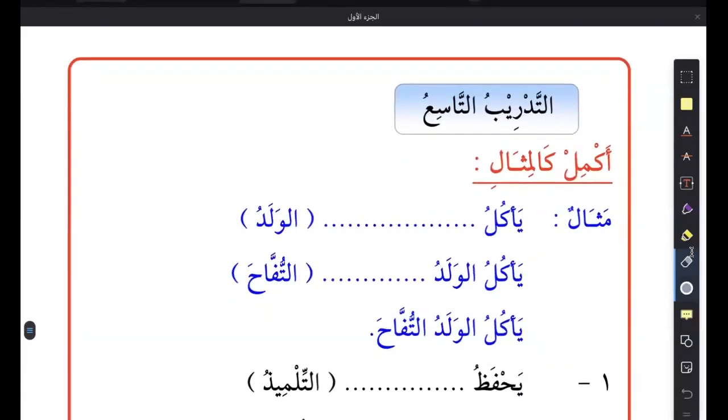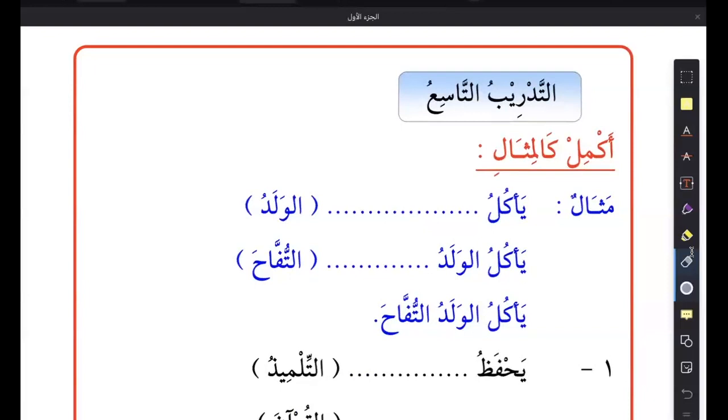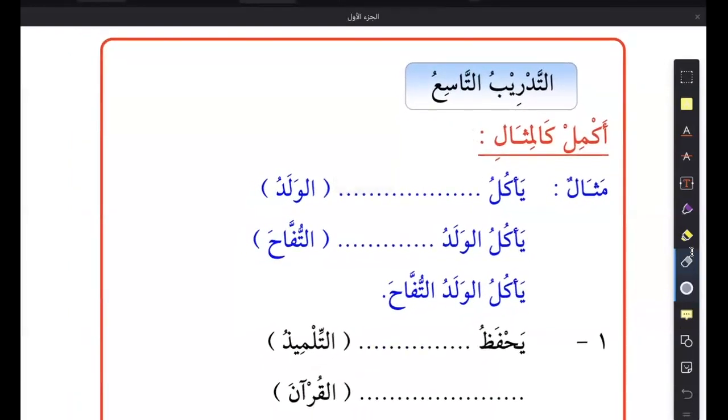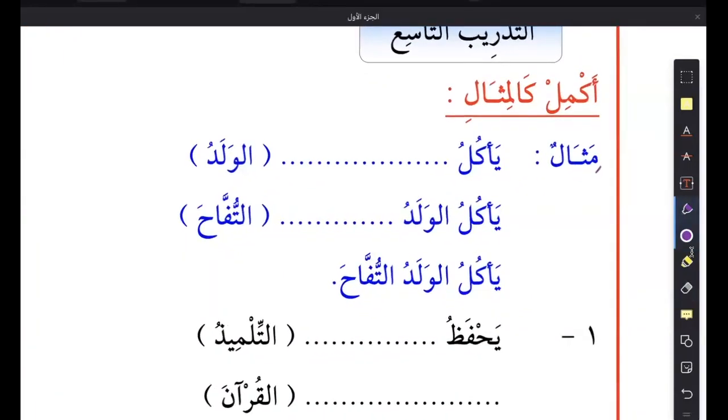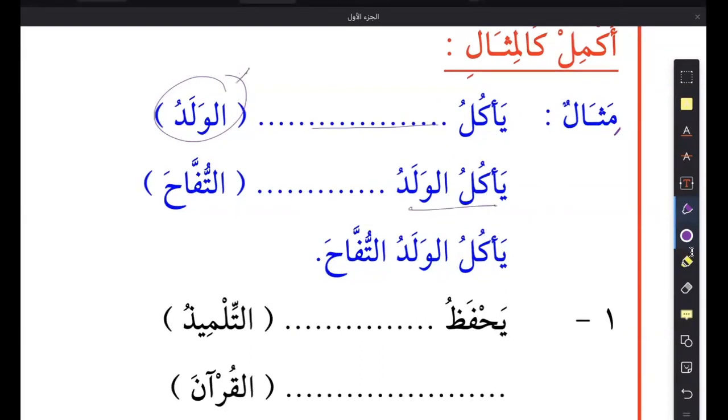Okay, so we're starting from التدريب التاسع, the ninth exercise. It says أكمل كالمثال, complete as shown in the example. In the example, they're giving us يأكل, leaving a blank, and then giving us a word الولد. Basically this is the fa'il, the doer. يأكل الولد.